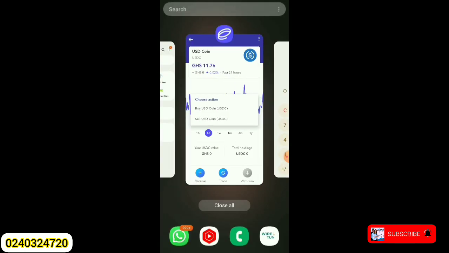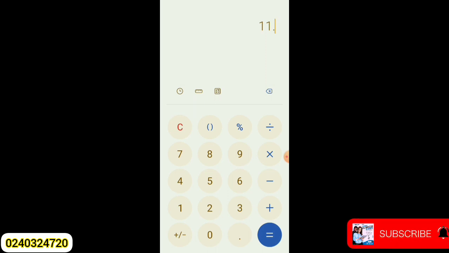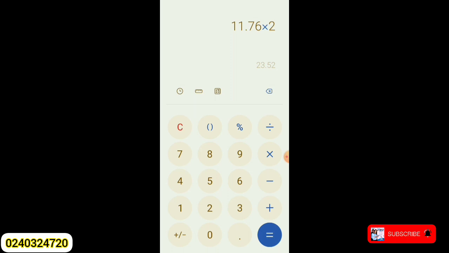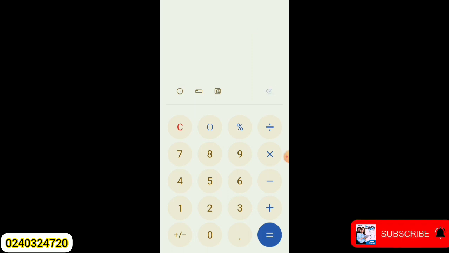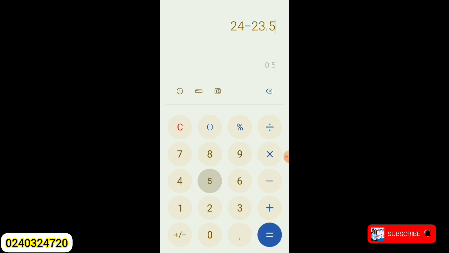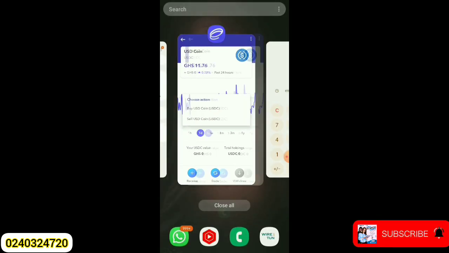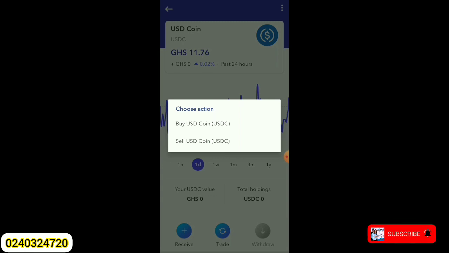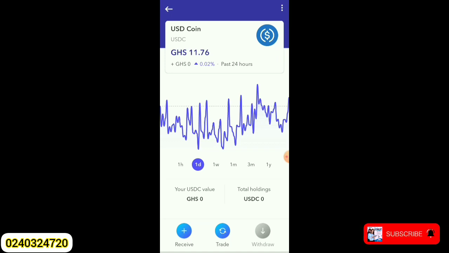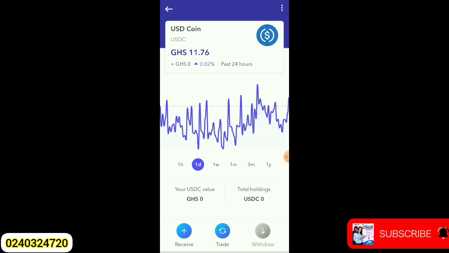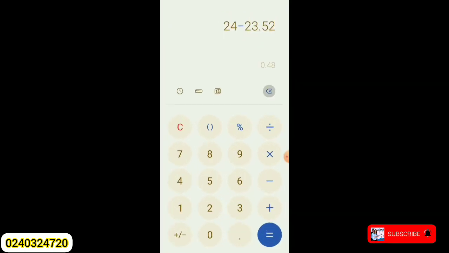So I bought it at 11.76 times 2, which is 23.52. Let's say the rate shoots to 12, and I sell it. I have interest of what? Let's say 24 minus 23.52, interest of 0.48. So let's assume I deposit 100 USDC here. This is the 100 USDC. One USDC is equal to 11.76. So this is how we will do it.